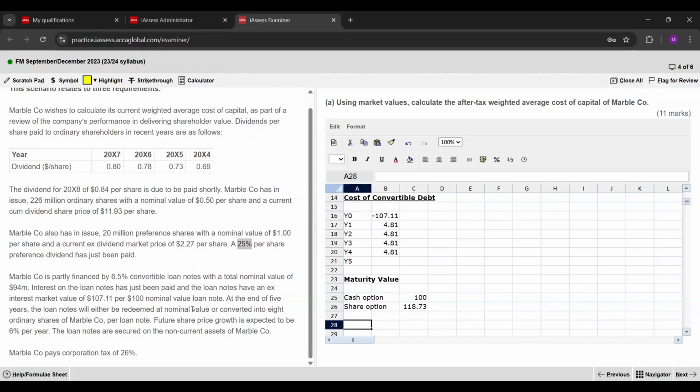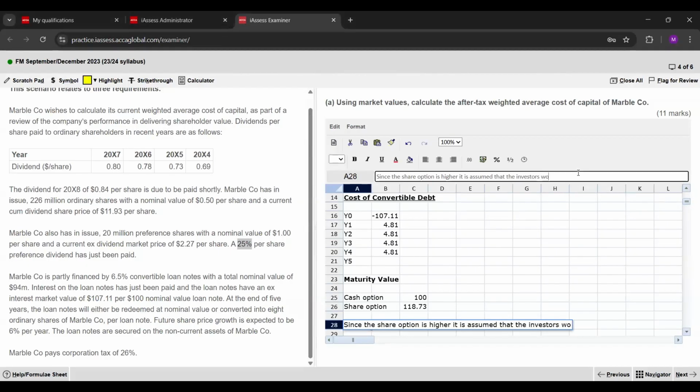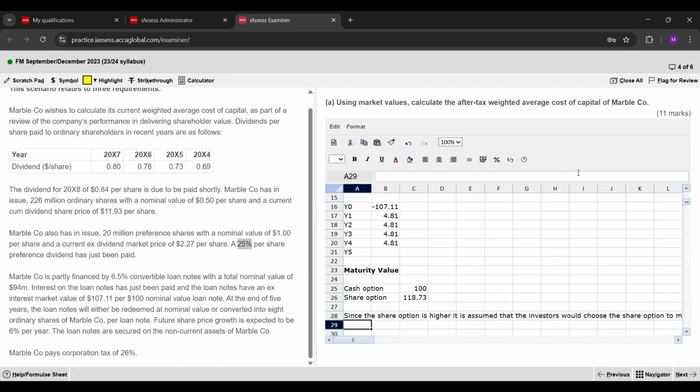So, what are you going to write? Since the share option is higher, it is assumed that the investors would choose the share option to maximize their wealth.